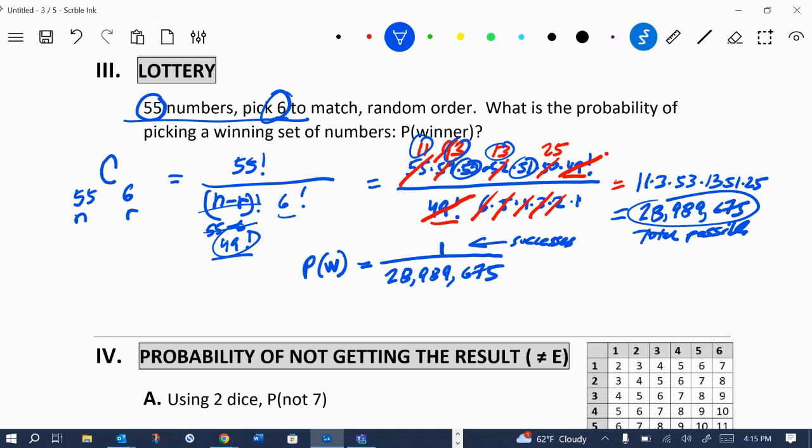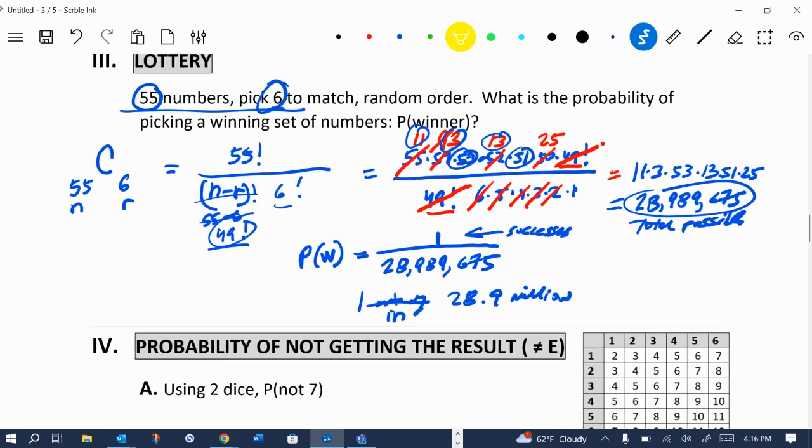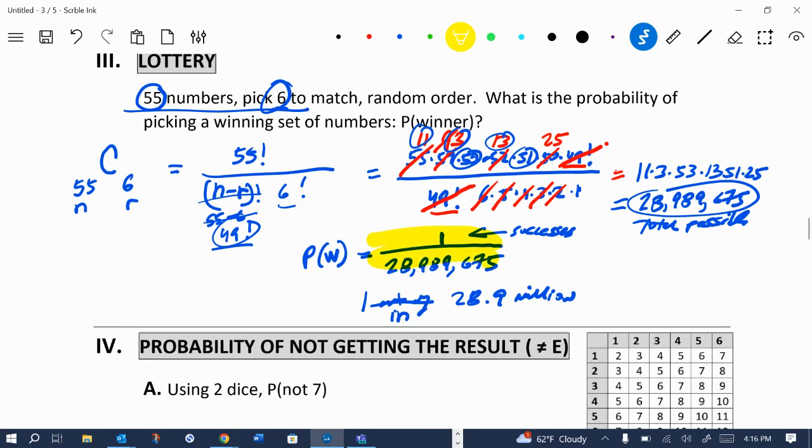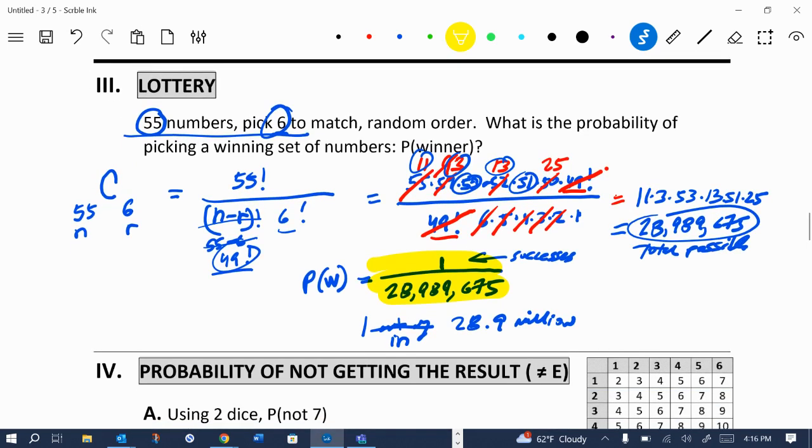You can also write this by the way of saying 1 in or 1 out of 28, and I'll make it 0.9 million as a shortcut writing, or 1 in. Instead of out of, we can say 1 in 28.9 million. Both of those are somewhat common ways of saying it. Well, this fraction is what I would want to get for the answer for it. So that's how you do that with the lottery.